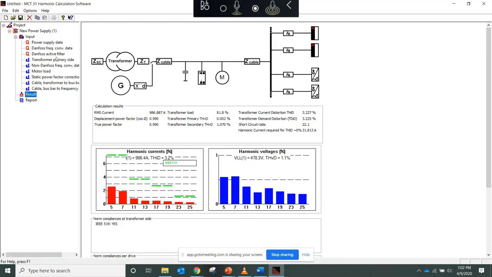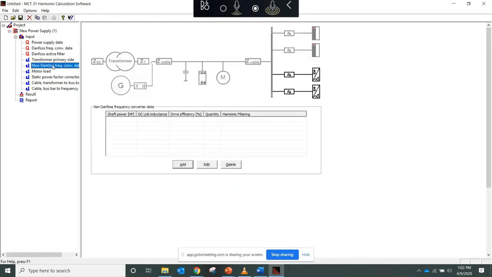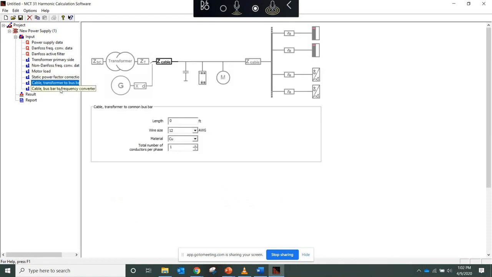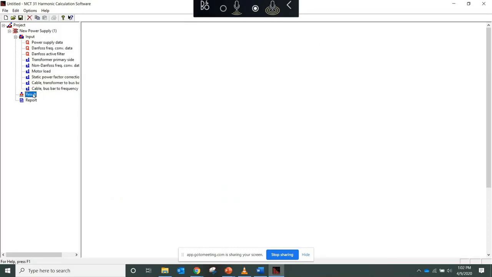You can customize this thing with other things. You can add non-Danfoss frequency converters. You can add other motor loads. If you know there's a couple 100 horsepower, 50 horsepower, whatever the total motor load is, it's direct online. You can add power factor correction. You can add cable lengths. You can play with all this. Leaving these zeros is worst case scenario. So you can go in there and add cable length if you know what it is, but it's not going to have a massive effect on your result.